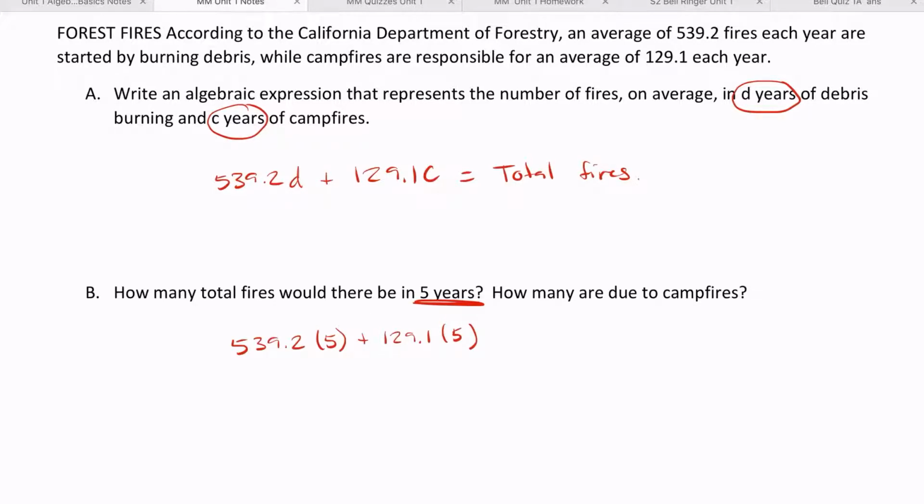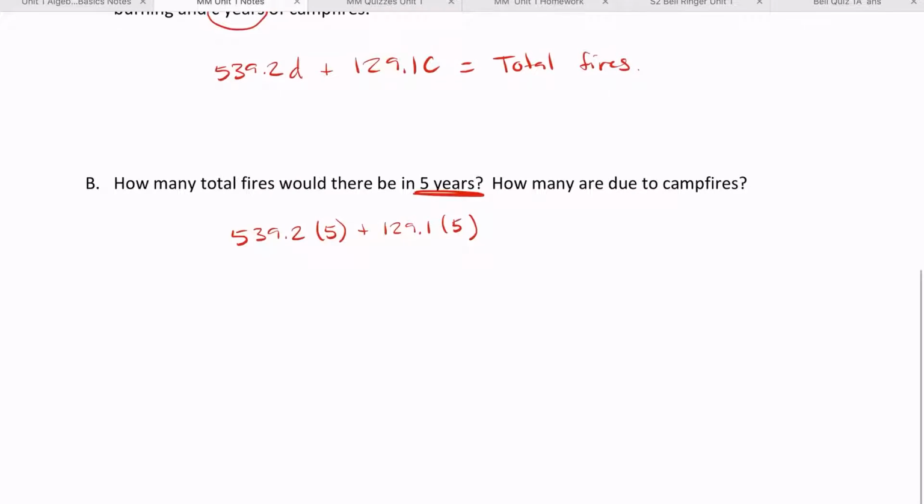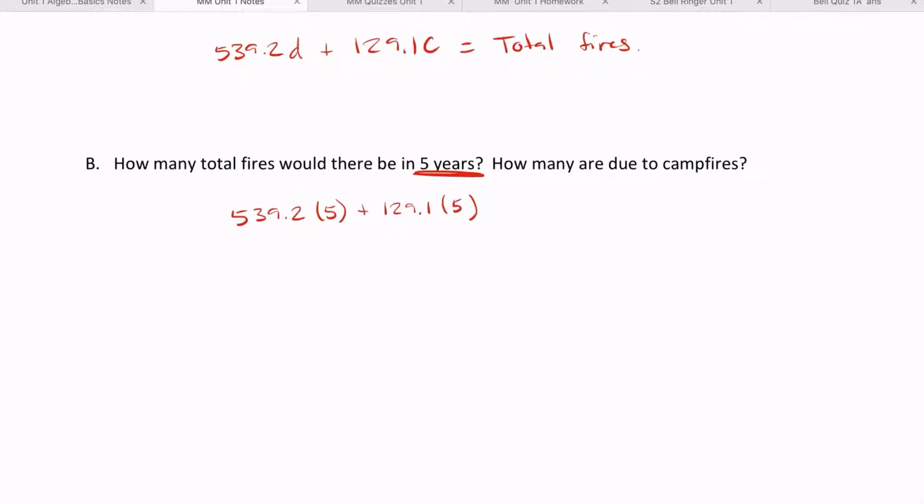Okay, when we do this, we need to evaluate these, and my understanding is that we're not supposed to use our calculators today, or for this unit. So I'll double check, but these things you should be able to do by hand. So for example, if we wanted to evaluate this part, we could write it as 539.2, and then we can multiply it by 5.